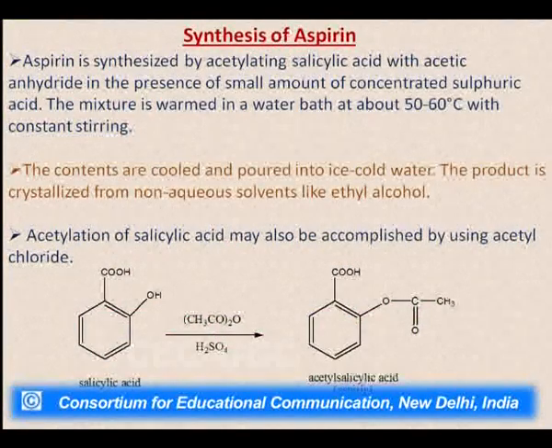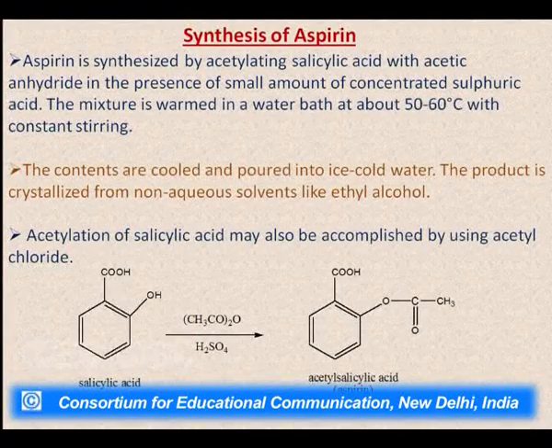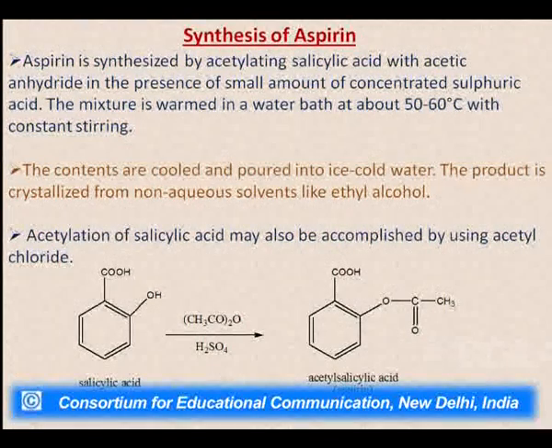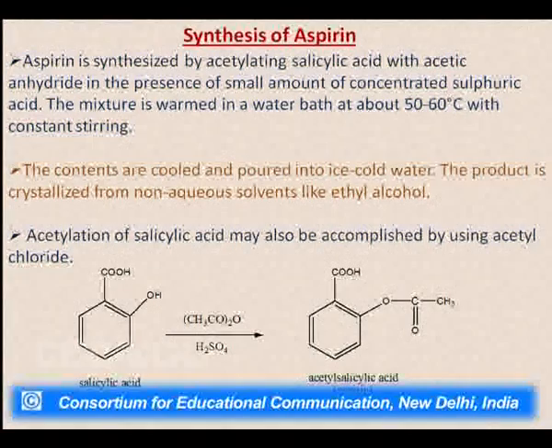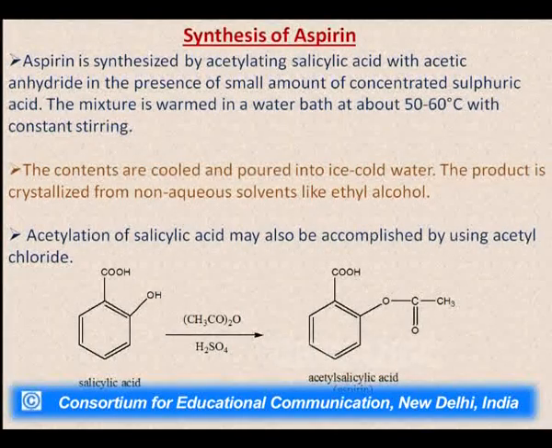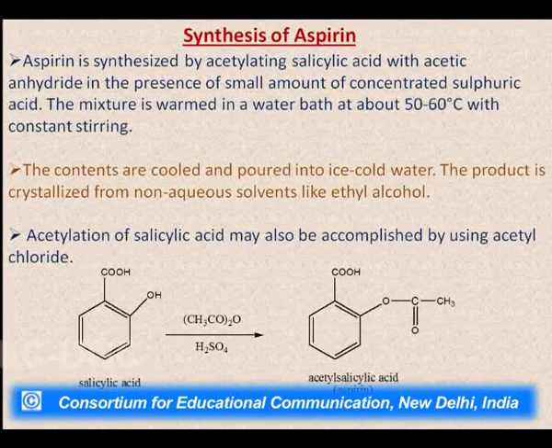Now comes the synthesis of aspirin. Aspirin is synthesized by acetylating salicylic acid with acetic anhydride in the presence of a small amount of concentrated sulfuric acid. The mixture is then warmed in a water bath at about 50 to 60 degrees centigrade with constant stirring. The contents are then cooled and poured into ice cold water, and we get fine crystals of aspirin. The product is then crystallized from non-aqueous solvents like ethyl alcohol. The acetylation of salicylic acid may also be accomplished by using acetyl chloride in place of acetic anhydride.